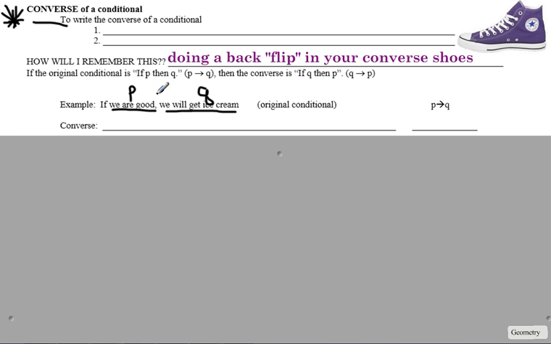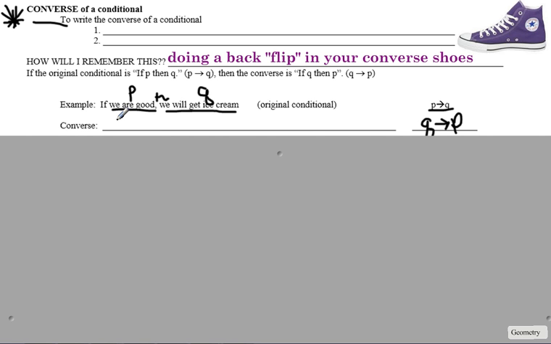So we have to know that there should be a then there, and the conclusion is we will get ice cream. So the symbolic form of this, and that's always your symbolic form of your original conditional, is going to be if P then Q. So to take the converse of that, we want it to read if Q then P. We're going to flip it. We're going to flip in our Converse shoes.